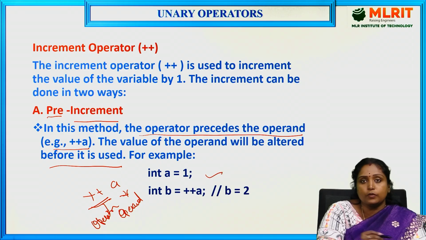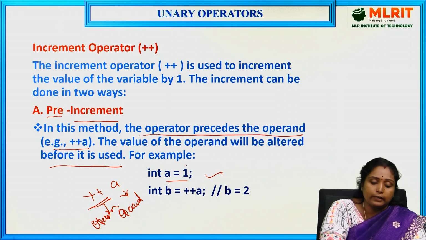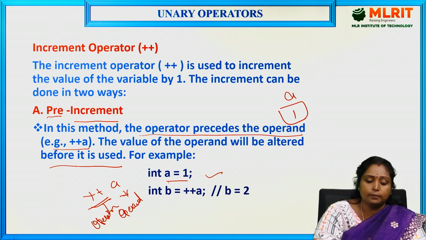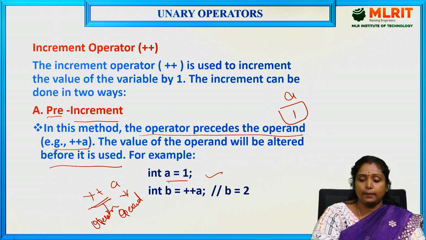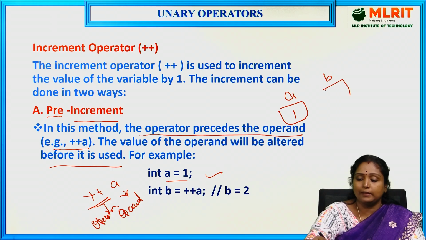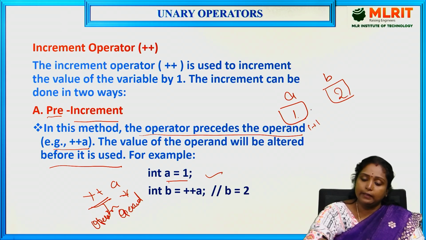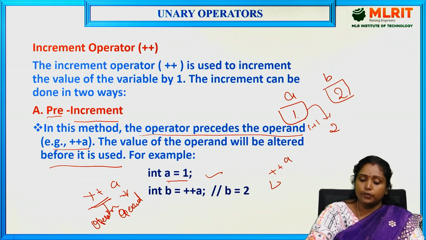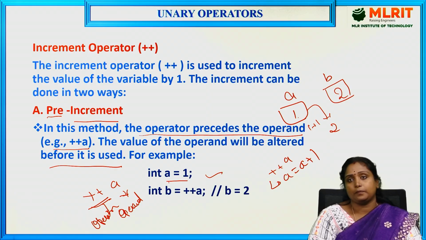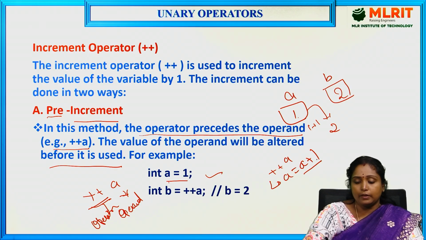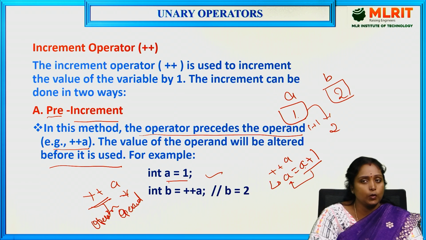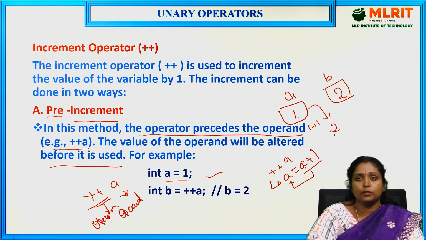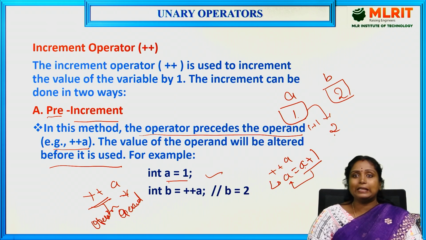For example, if I declare a equals 1, the value of a is 1 here. b equals plus a means first the a value will be incremented by 1. The a value 1 plus 1, which is 2, will be saved in b, and the a value is also 2 here, because plus a refers to a equals a plus 1. Now the a value is 2 and the b value is also 2. This is how the pre-increment works.